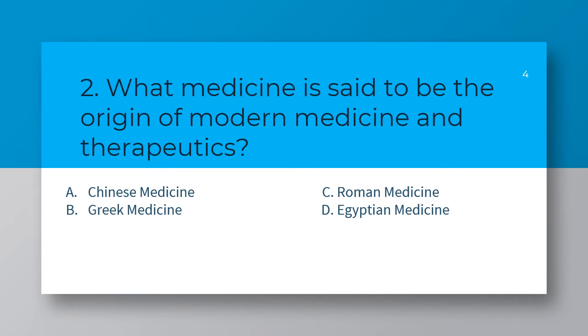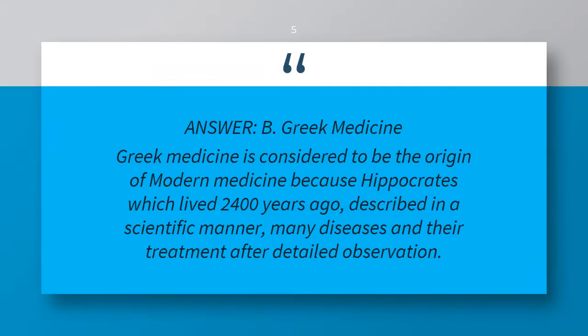Number 2. What medicine is said to be the origin of modern medicine and therapeutics? Answer is B. Greek medicine. Greek medicine is considered to be the origin of modern medicine because Hippocrates, who lived 2,400 years ago, described in a scientific manner many diseases and their treatment after detailed observation.